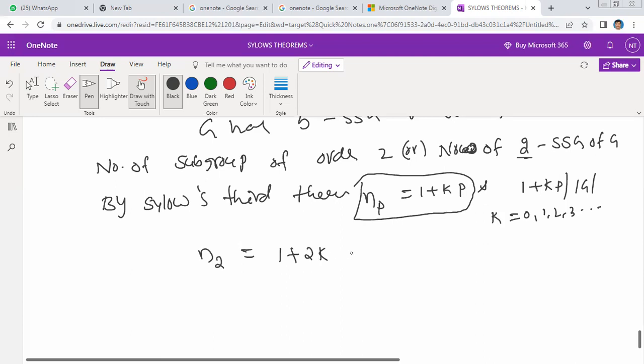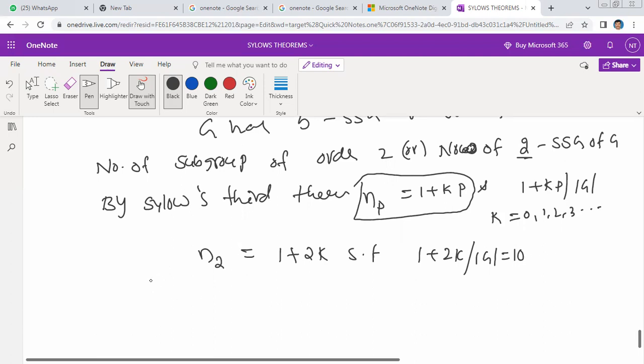1 plus 2K such that 1 plus 2K divides the order of G. Order of G is equal to 10. Now I want to find such N2. What are the values of K for which this is possible? K equal to 0, K equal to 2. Yeah, that's what I'm finding.